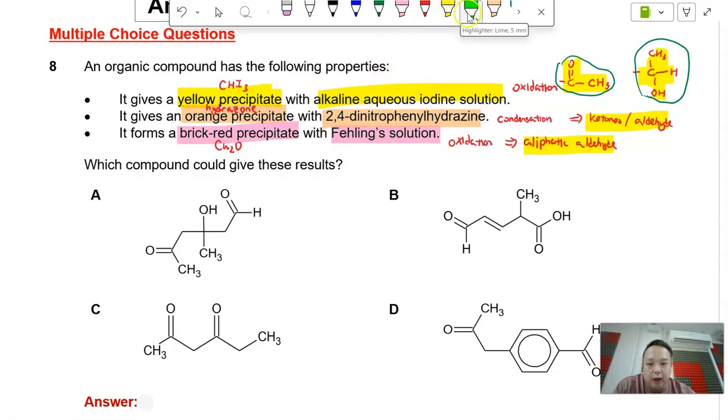Okay, so let's take a look at what we have. We have our methyl ketone here, which will give a positive test with your alkaline aqueous iodine. So let me use yellow to color this. You have your aliphatic aldehyde, which will give a positive test with your Fehling's together with your 2,4-DNPH. Okay, now what about this? This is again an aldehyde. Over here you don't have any functional group, it's not a ketone, it's a carboxylic acid. So therefore B is not possible.